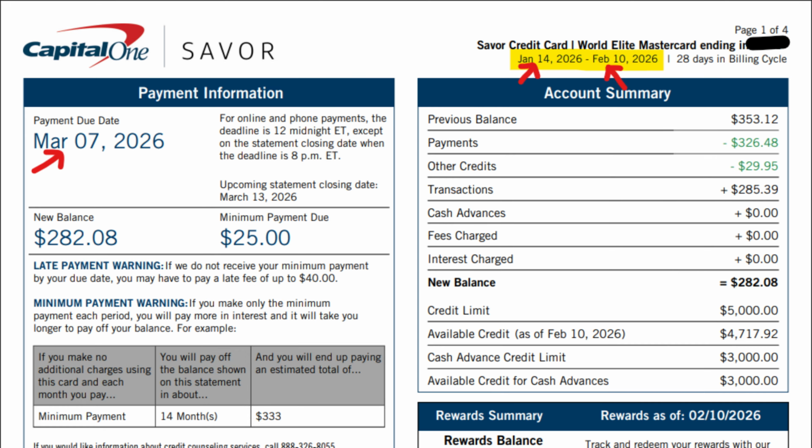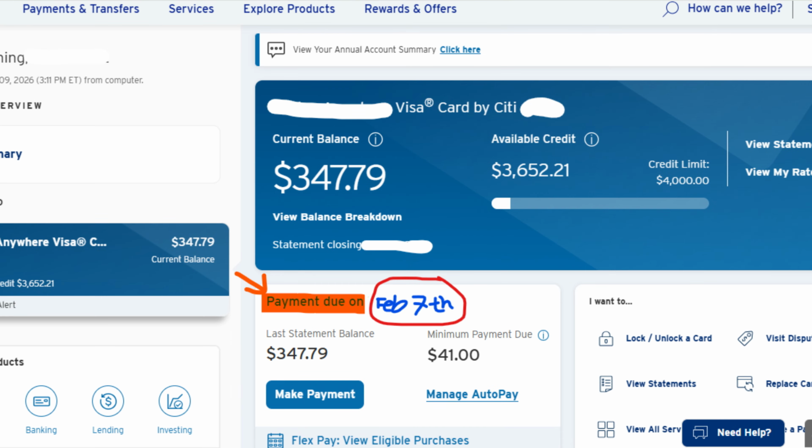So in my example here, we already saw that my statement opening date was January 14th and my statement closing date was on February 10th, and my payment due date was March 7th. I can clearly see all the dates lining up in the correct order on my actual credit card statement here that we downloaded. But where people sometimes get confused is that they might log into their credit card account, go to the home page and see something different.